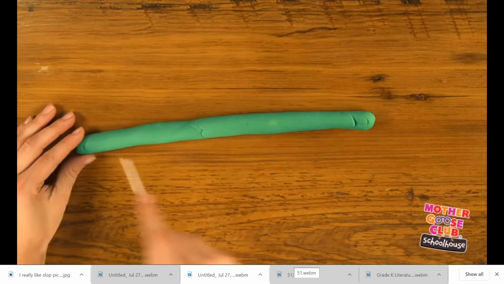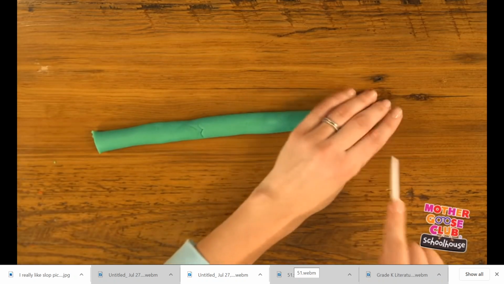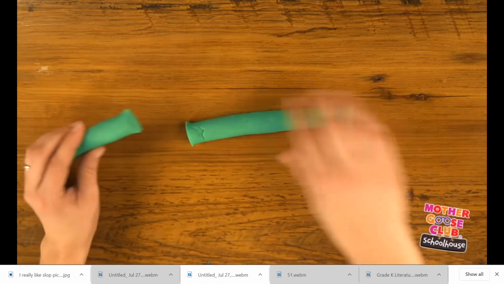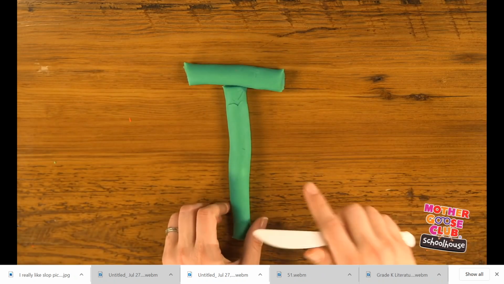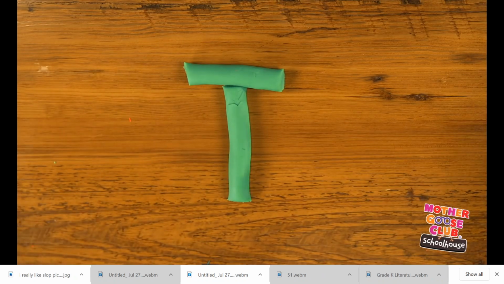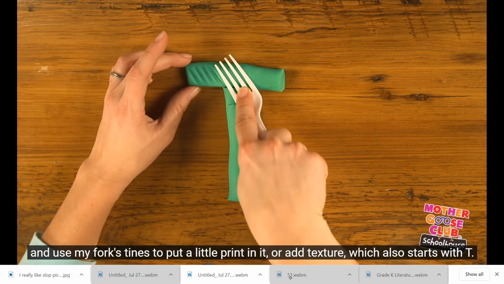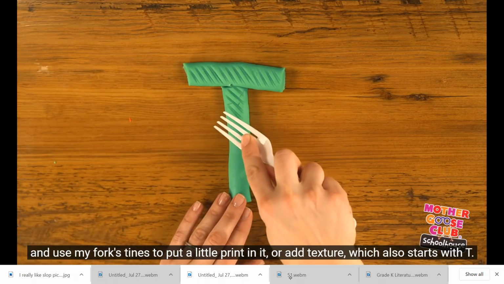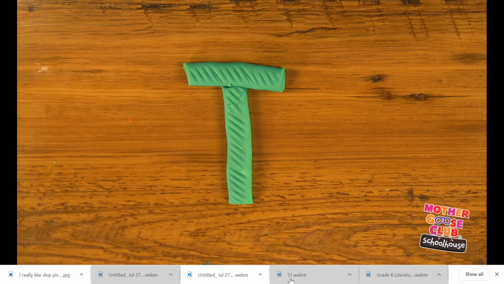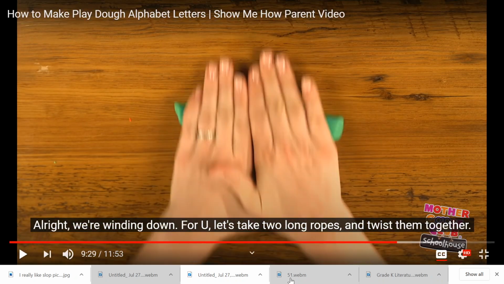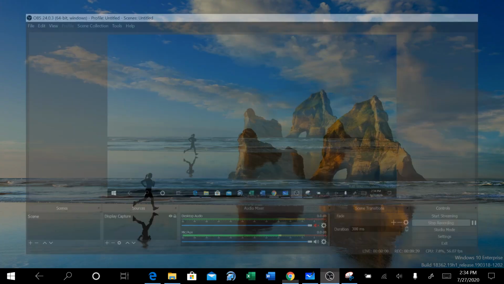So she's rolling out a rope, taking off those ends, and then she's cutting it into 2 pieces. And look at that! Is that a capital T or a lowercase t? That's a capital T. And then she's even making it fancy. But you don't have to do that part. There's a T. So you can do that with your Play-Doh. Try to make an uppercase T and a lowercase t. And really, you could actually do any of your letters.